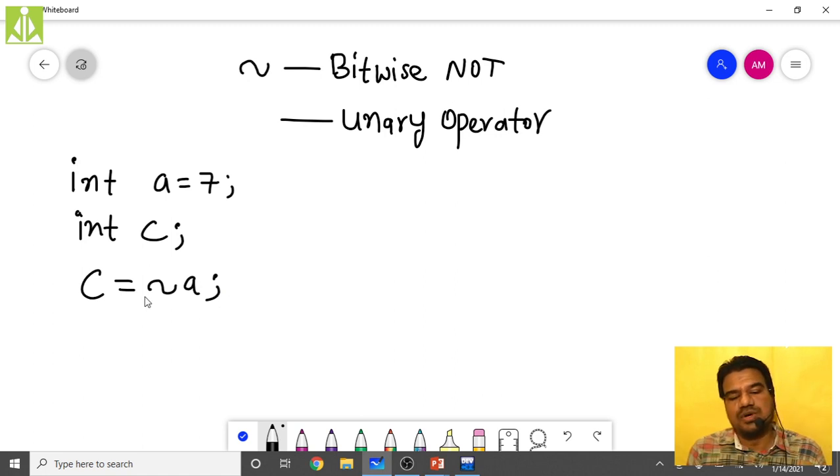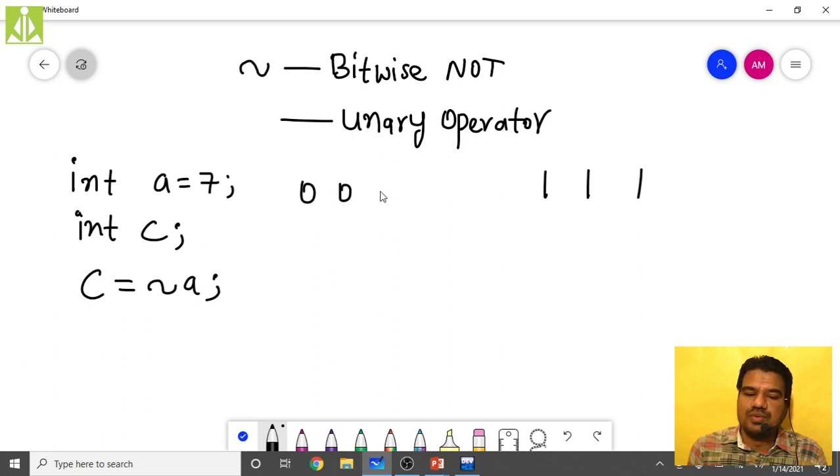C is equal to not of A. So now convert this 7 into binary. 7 in binary is 3 ones, and add 5 zeros to it, like this. After this, what will the negation do?